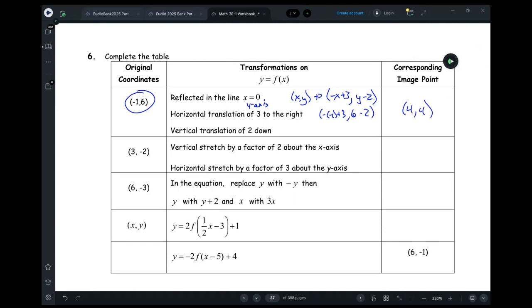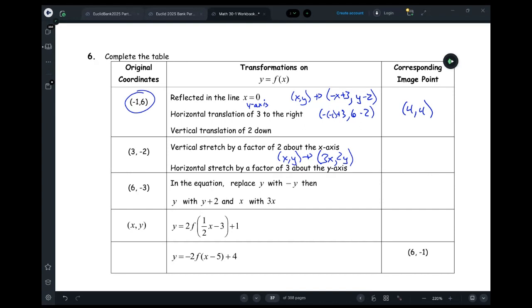Okay, so for the next one here, the same sort of thing. We are simply watching what's going on with the image point. A vertical stretch by a factor of 2 about the x-axis means we are going to multiply y by 2. Now notice this is going into the image point. This is not a replacement going into the function. So when I say a vertical stretch by a factor of 2, I mean I'm going to multiply y by 2. And a horizontal stretch by a factor of 3 means I'm going to multiply x by 3 here. We're going to take exactly what we're seeing there and translate that into the point.